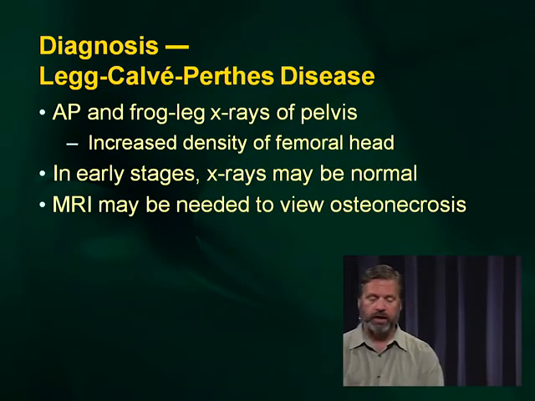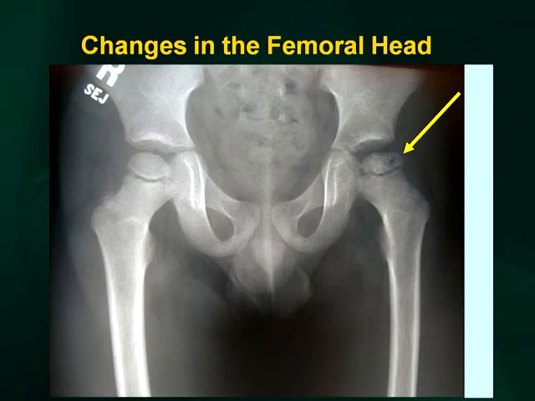Diagnosis is made through the X-ray you saw. It's an AP frog leg. Can help if their legs are frog. That one wasn't. You see increased density of the femoral head. In the early stages, it might be normal. So if you're entertaining this diagnosis, you might need a repeat film or an MRI. But there it is. You can see that sort of moth-eaten appearance of the femoral head.